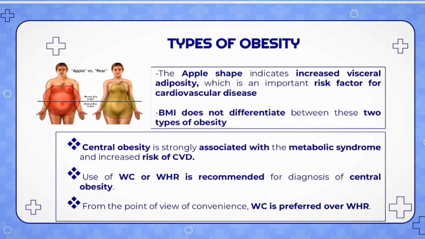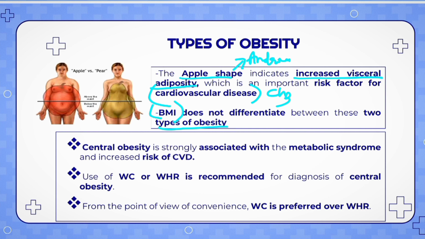The apple shape found in android or central obesity indicates that there is increased visceral adiposity, which is an important risk factor for cardiovascular diseases. However, the simple measurement of BMI cannot differentiate between these two types of obesity, known as android and gynoid obesity.